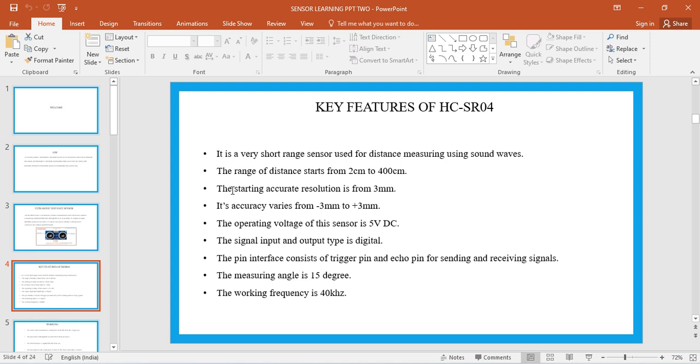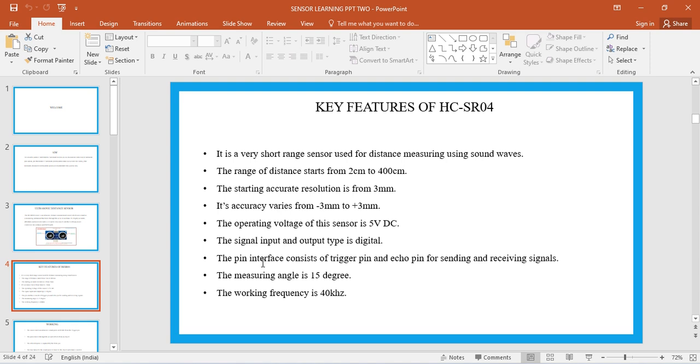The starting range of this sensor is 3 mm. Its accuracy is about plus or minus 3 mm. The operating voltage of the sensor is 5 volt DC. The signal input type is digital, so it will be connected to the digital pin of the microcontroller. Both input and output of the sensor are digital.